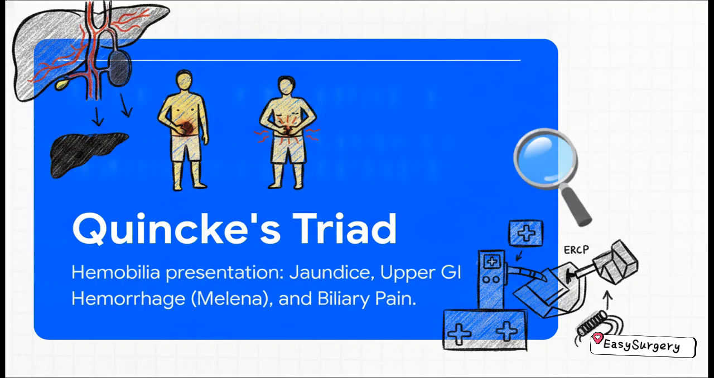While it can sometimes be self-limiting, if you see this triad in a patient who is actively destabilizing, you are heading straight to interventional radiology for transarterial embolization to plug that bleed.